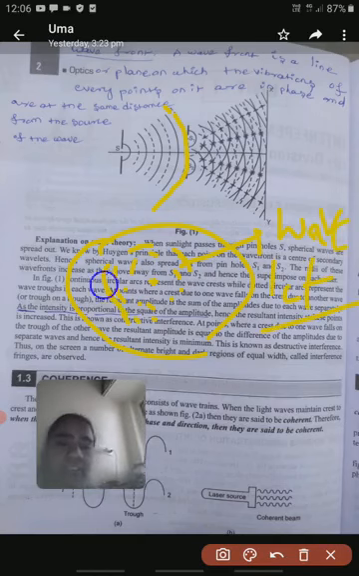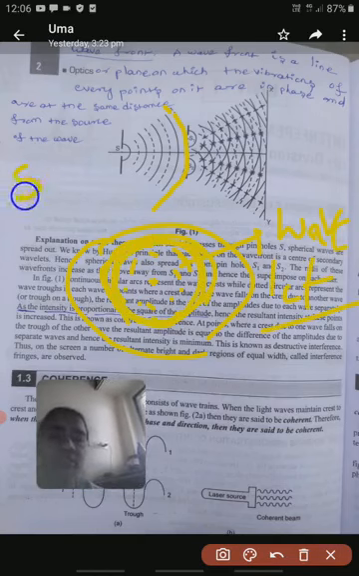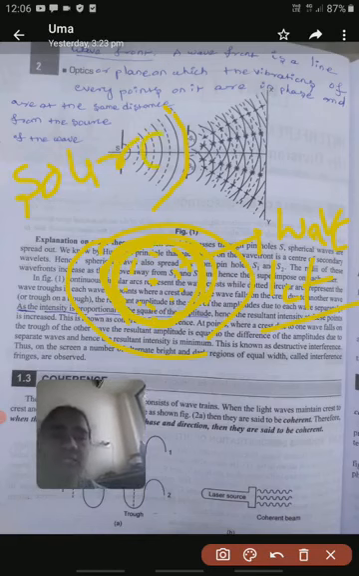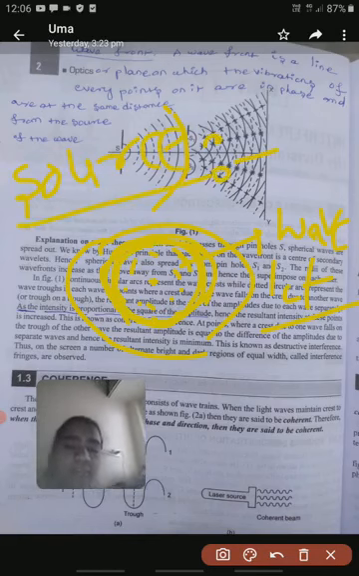This surface behaves like a wave front. This wave front similarly behaves like a source. Here we should know what is meant by source also. A source is nothing but something that produces light, that produces energy.